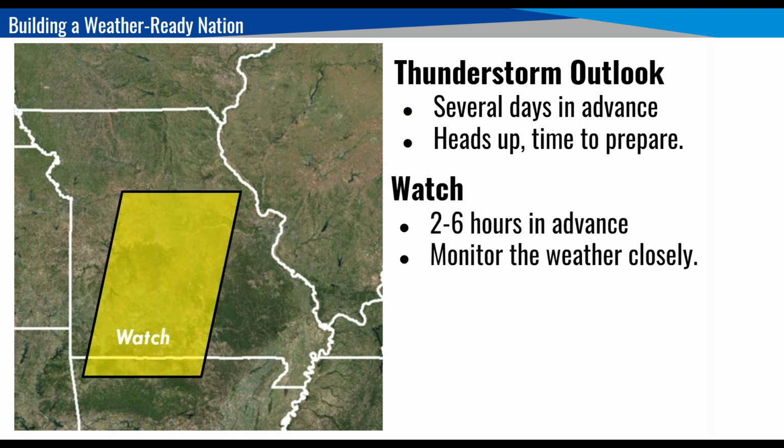Honing in more as the event begins to the day of this event and honing in on the 2 to 6 hours in advance time period, this is when you typically see your watches issued. And the main focus here is to monitor the weather closely as the conditions are now conducive for severe or potentially even tornadoes, whether the watch is severe thunderstorm or a tornado watch.